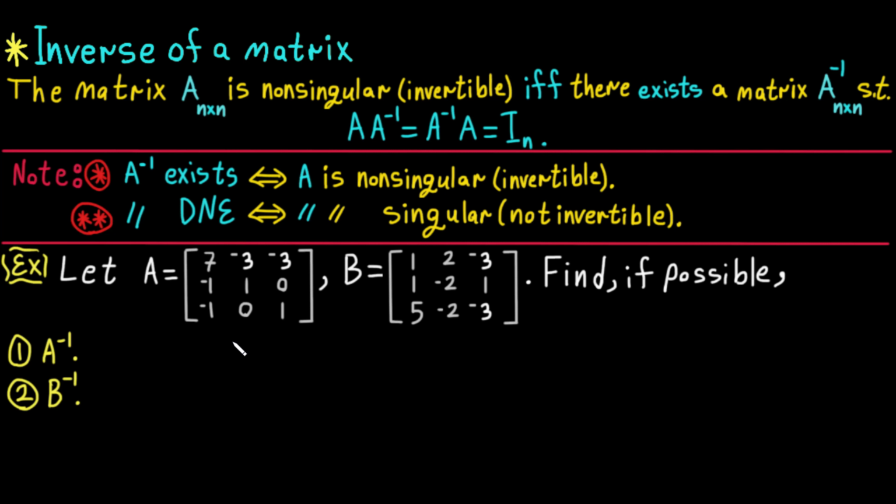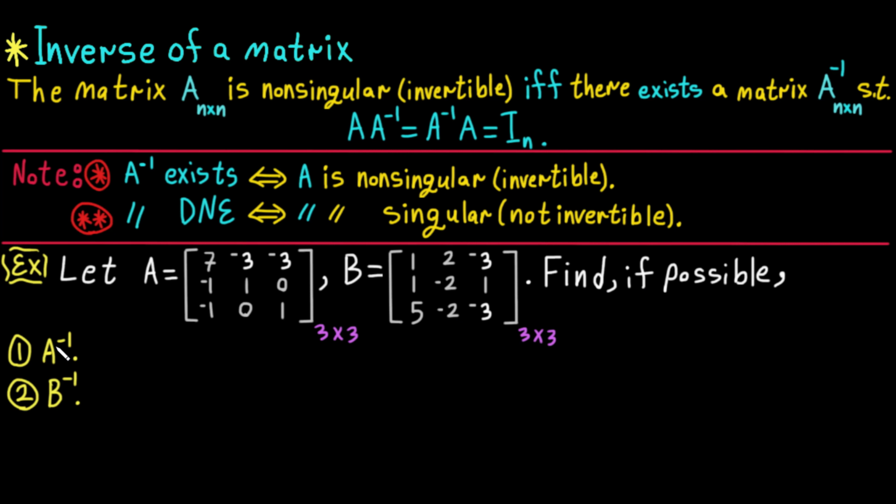In this video, we'll learn how to compute the inverse of a 3 by 3 matrix. In this example, let A equal this matrix here, with 3 rows and 3 columns, so the size is 3 by 3, and B equal this matrix, which is also a 3 by 3 matrix. Find, if possible, A inverse and B inverse.